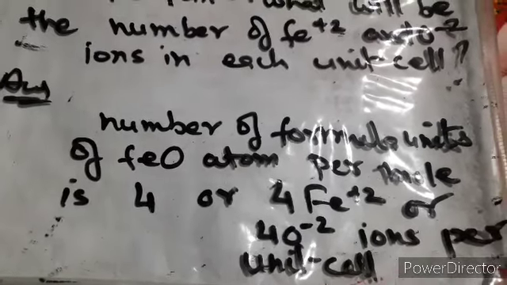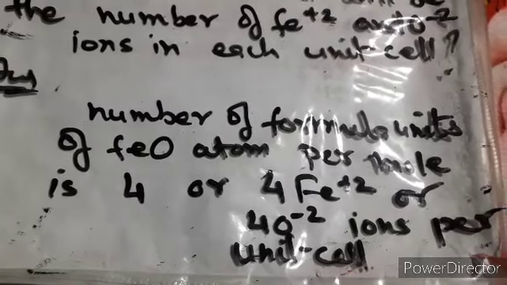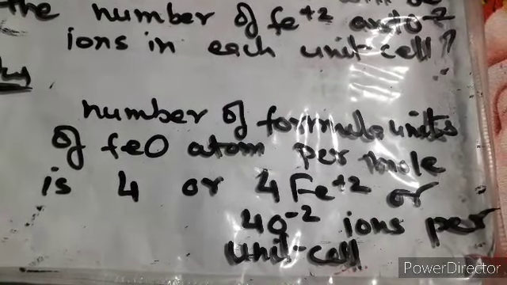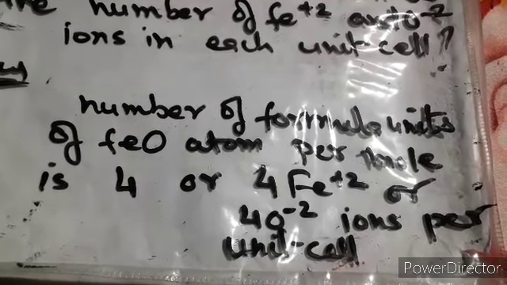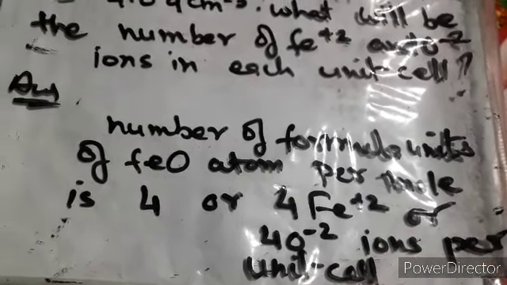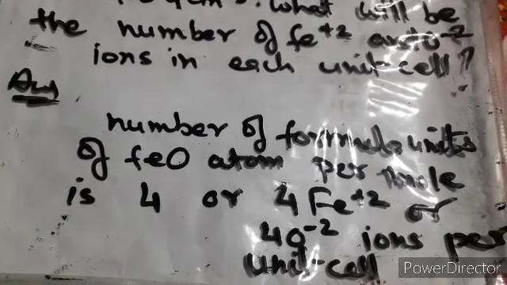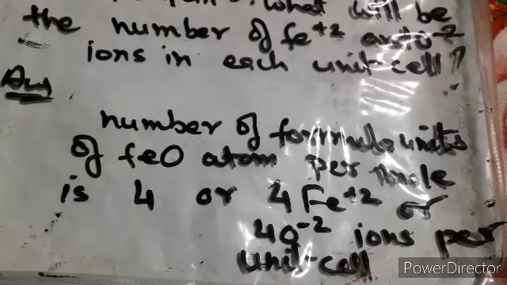So you can see just a line is being changed. Everything is the same. You can write that also, but you just include this line. The number of formula units of FeO atoms per unit cell is 4, or 4 Fe plus 2 or 4 O minus 2 ions per unit cell. So this will be your answer. So the same pattern you have to follow, and we'll do other numericals also for it.